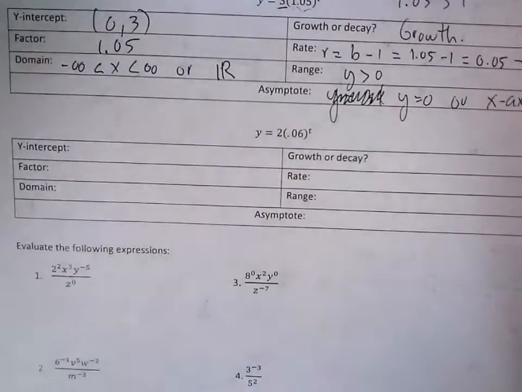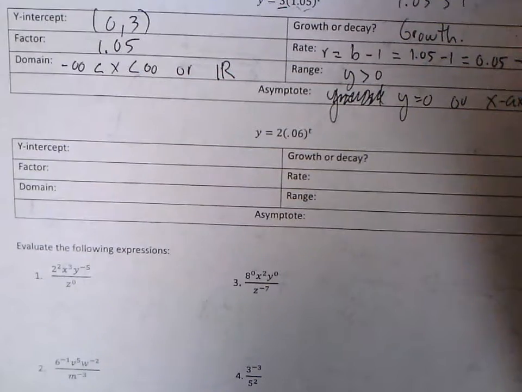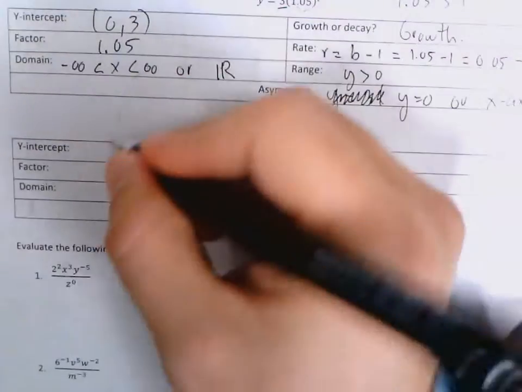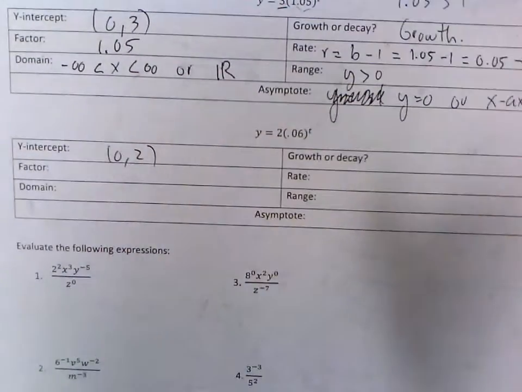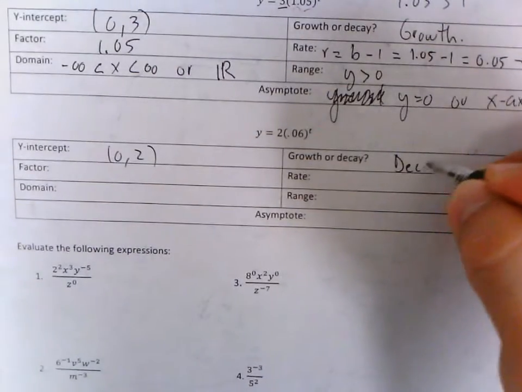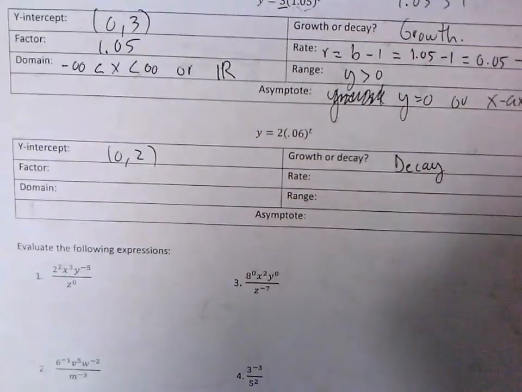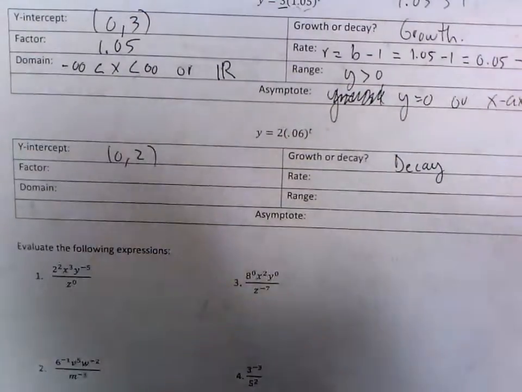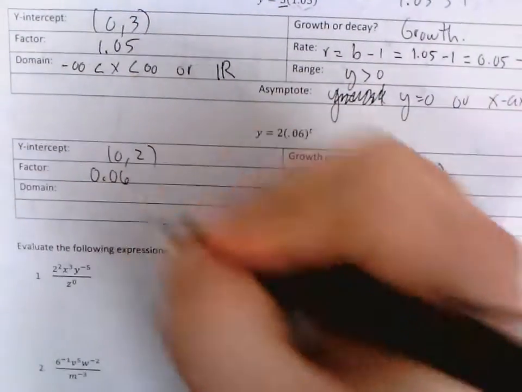Let's dive into this one now. Y-intercept, we know that is (0, 2). The growth or decay, think about it. You probably know this already. If you said that this is decay because b is less than 1, you are correct. Now the factor is just that, it is 0.06.